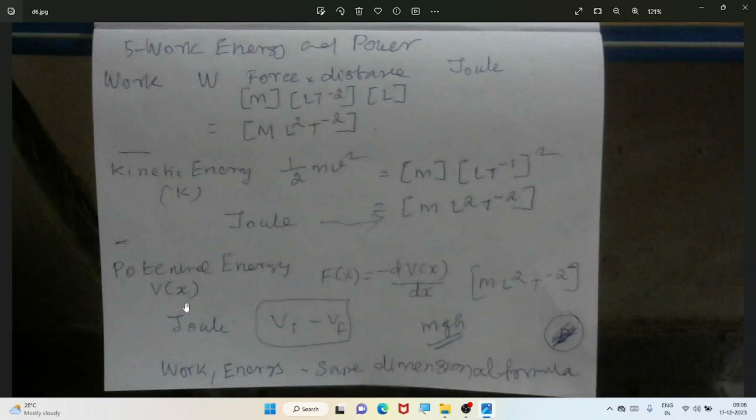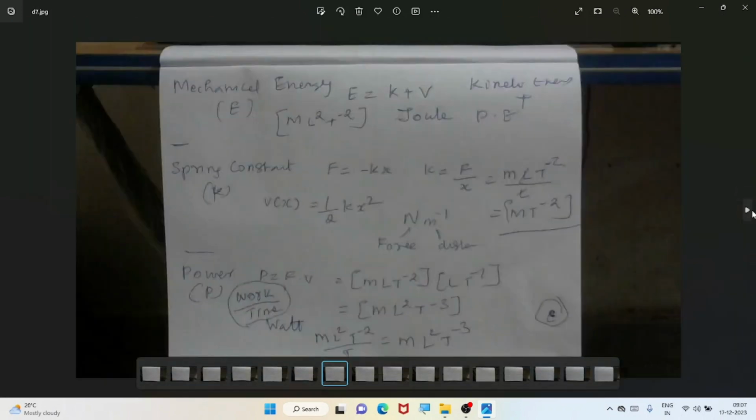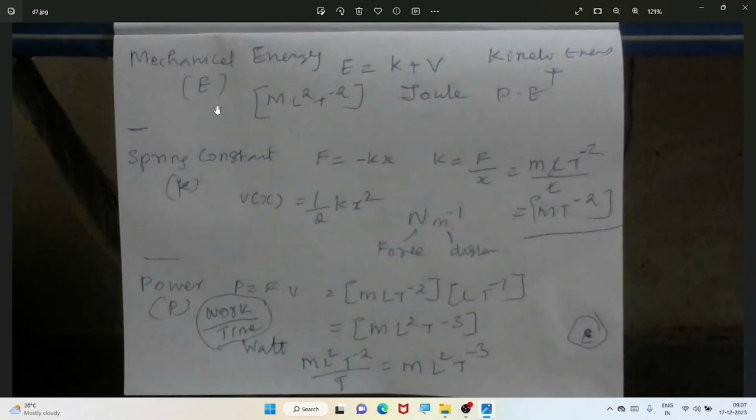Potential energy you can also derive from mgh: mass into gravity into height. If you use this formula also, the same dimension will come. Mechanical energy also has the same dimension: potential energy plus kinetic energy.